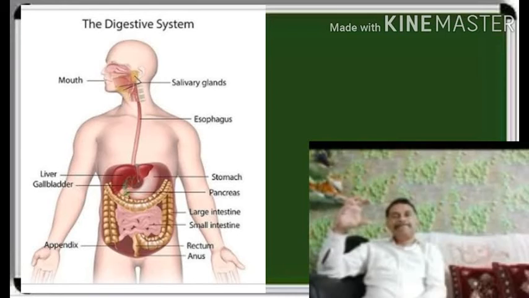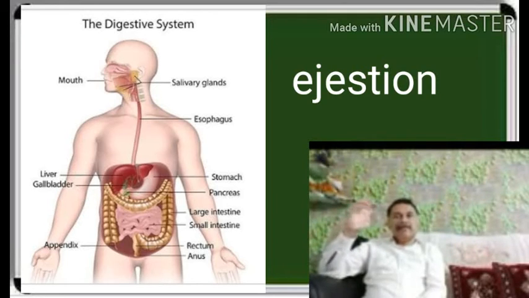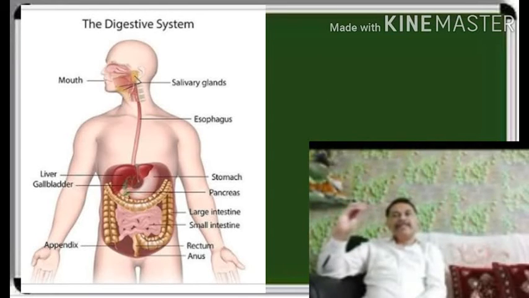And the semi-solid, viscous stool is sent to the rectum for storage, and from the rectum it goes outside the body through the anus. So this is the process of digestion in human beings.